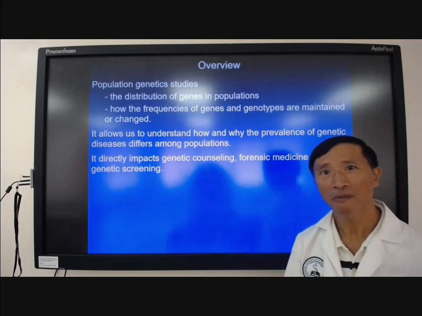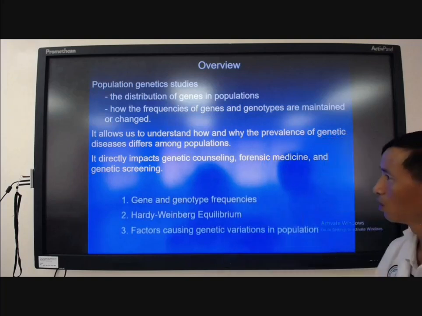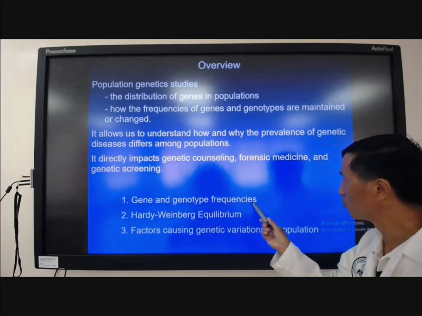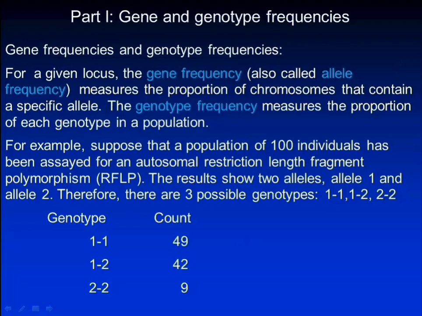Today, we will cover 3 topics. First, we will look at gene and genotype frequencies. For a given locus, the gene frequency, also called allele frequency, measures the proportion of chromosomes that contain a specific allele. The genotype frequency measures the proportion of each genotype in a population.